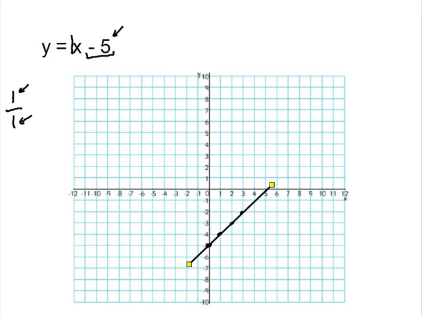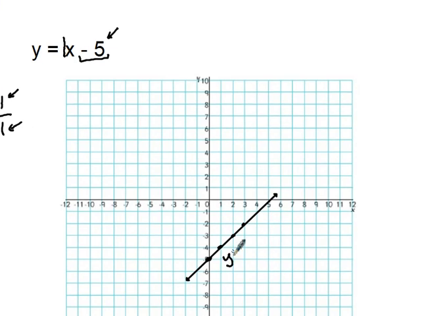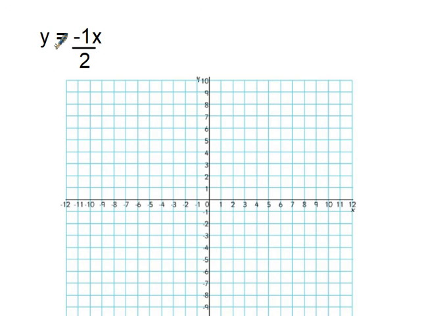And label my line as the line y equals x minus 5. Okay, let's look at a couple more examples. Let's check out the line y equals negative 1/2 x.